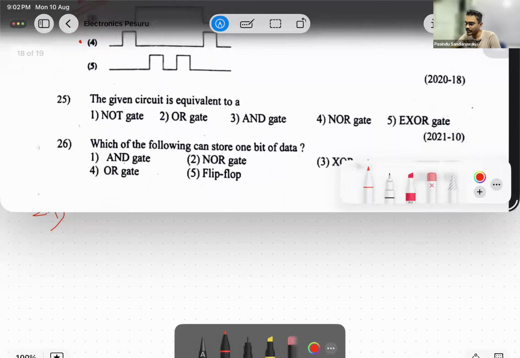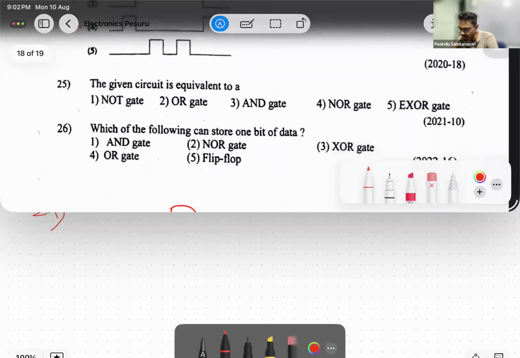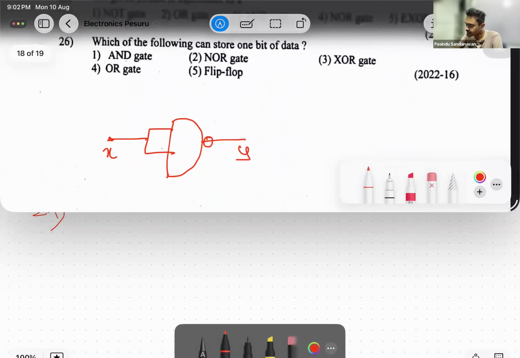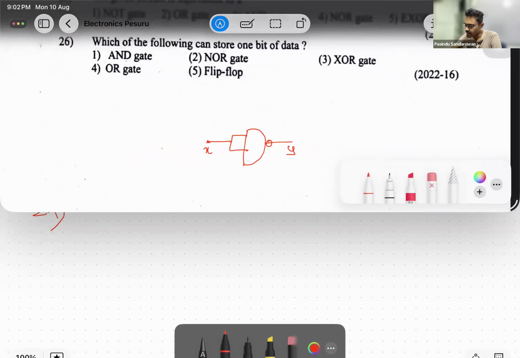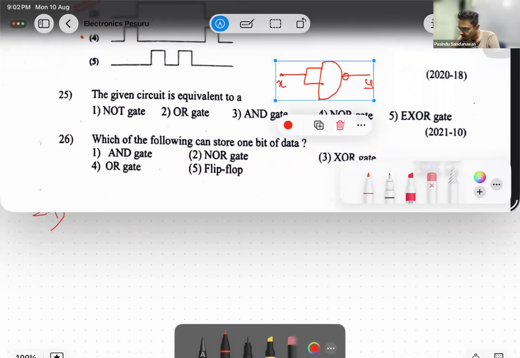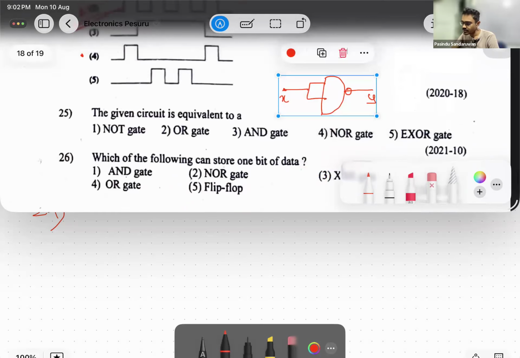25. For 25, the diagram is not given here. This diagram should come under 25. It is missing in this copy, right? Then the given circuit is equivalent to it, right?